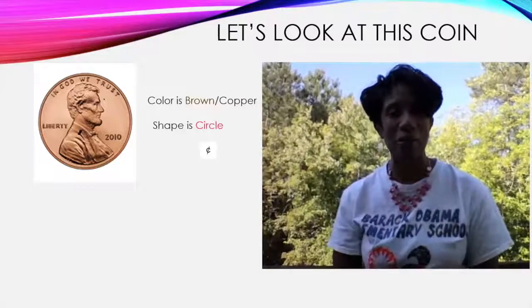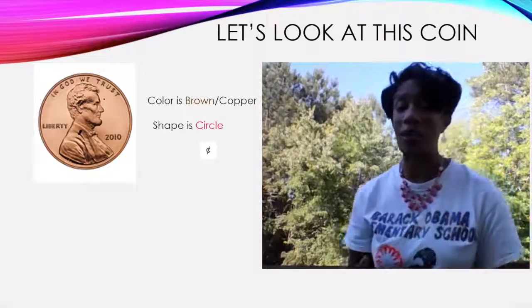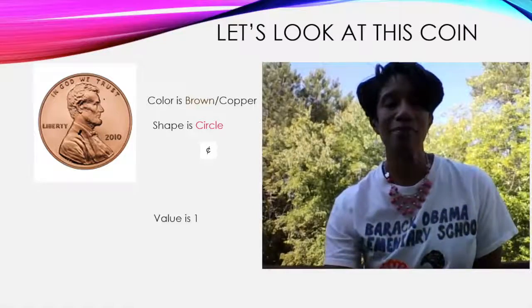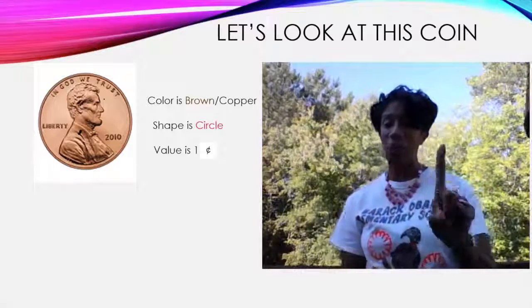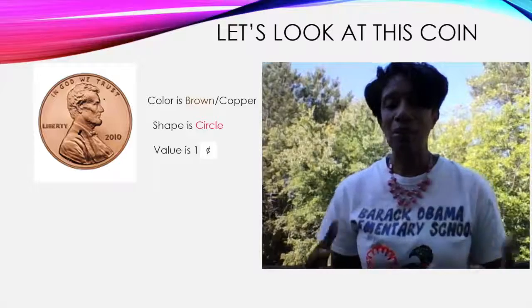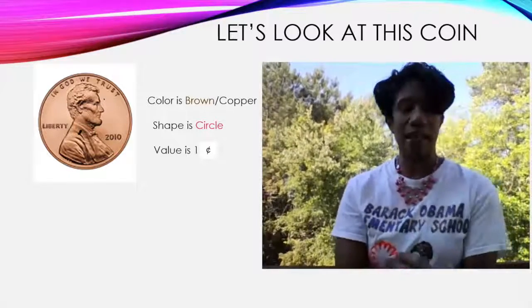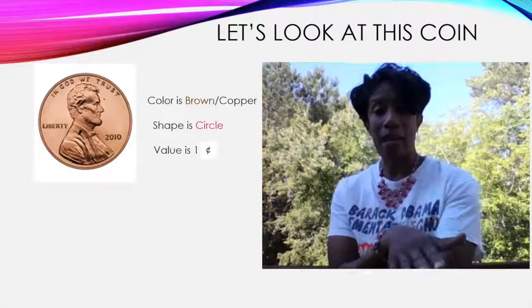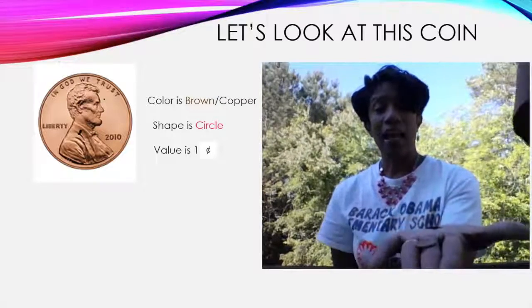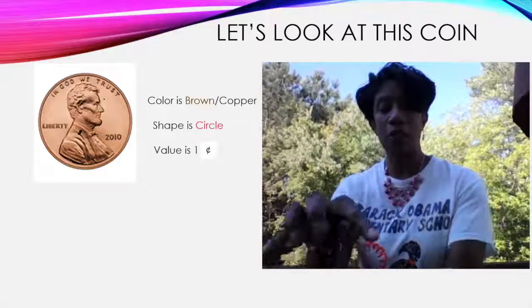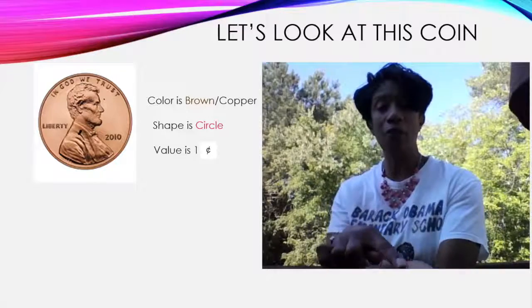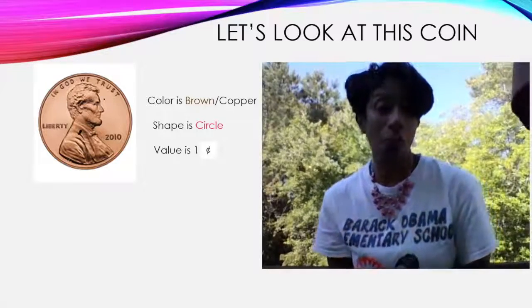What else can you tell me about the coin? Do you know how much a coin is worth? That's right, its value is 1 cent. So if I had a group of pennies, like I have pennies in my hand, and if I were counting them, I could go 1, 2, 3, 4 because I have 4 cents.